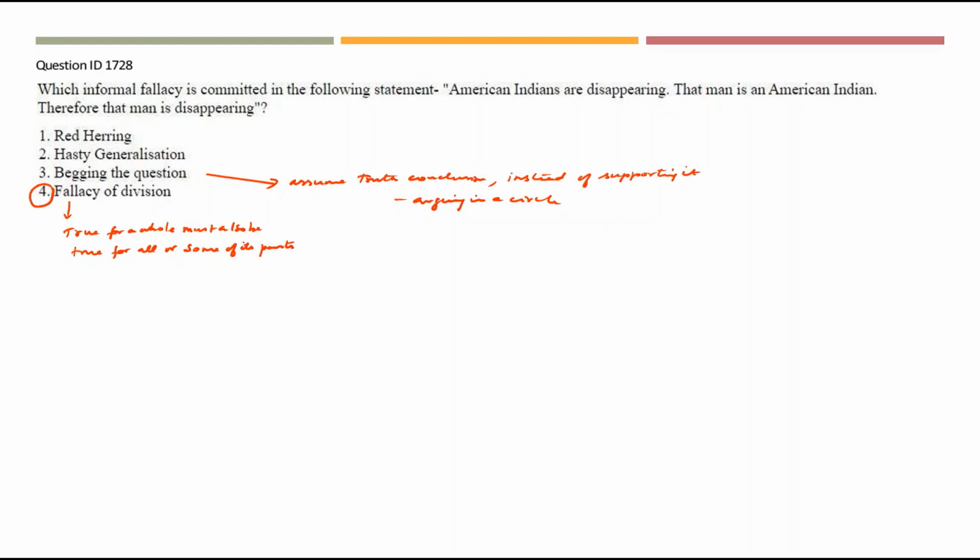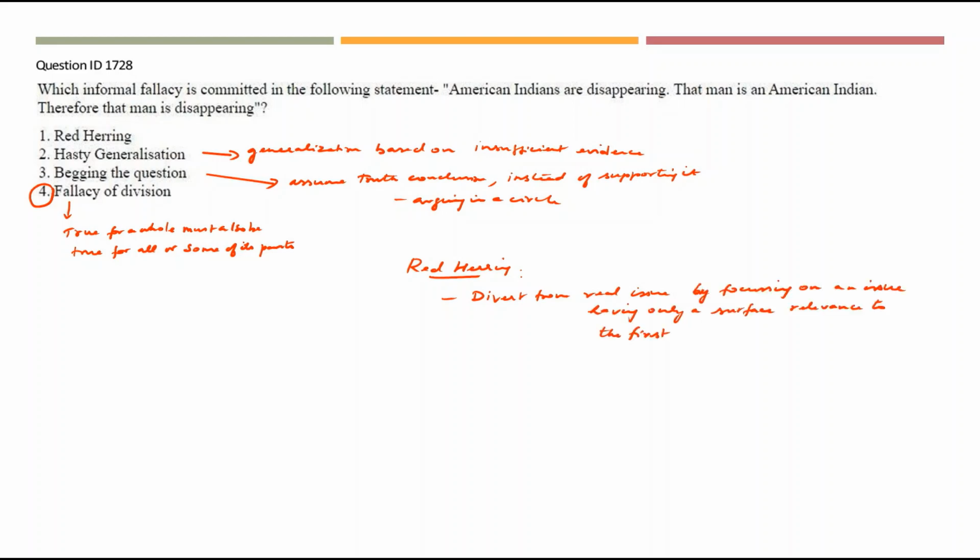Next we will see about hasty generalization. When we make generalization on the basis of insufficient evidence, we call the fallacy as hasty generalization. What is red herring? It is diverting attention from the real issue by focusing instead on an issue having only a surface relevance to the first. We are diverting from the real issue by focusing on an issue that is having only little relevance to the first one. We'll move on to the next question.